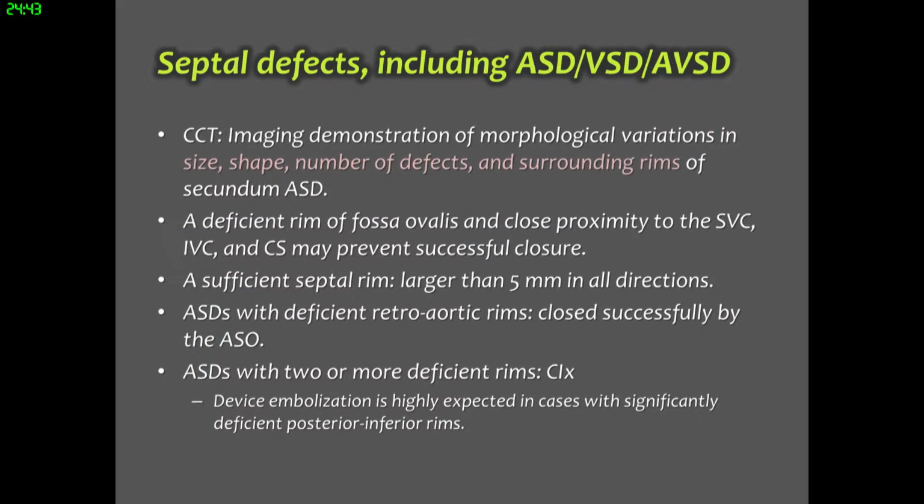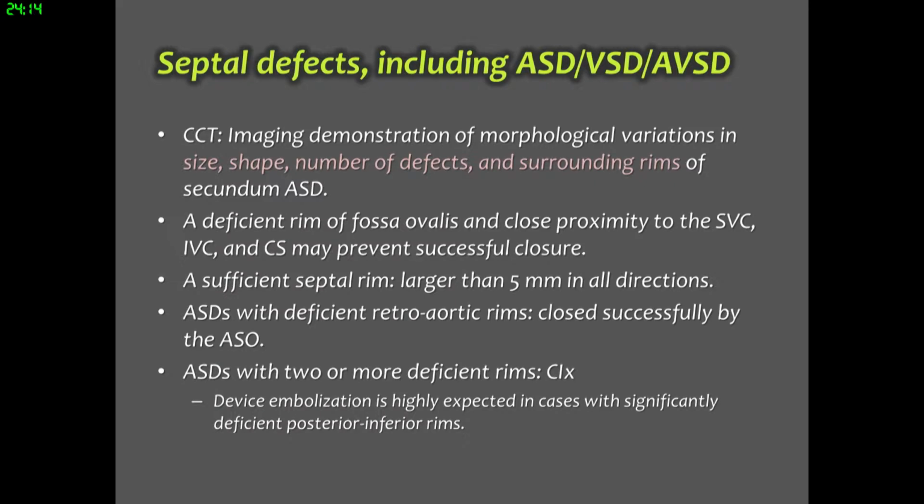Imaging demonstration of morphological variations in size, shape, number of defects, and surrounding limbs of secondary ASD is important, particularly since the widespread use of transcatheter closure technique. A deficient rim of fossa ovalis and close proximity to the SVC, IVC, and coronary sinus may prevent successful closure. In general, a sufficient septal limb should surround a defect larger than 5 mm in all directions.